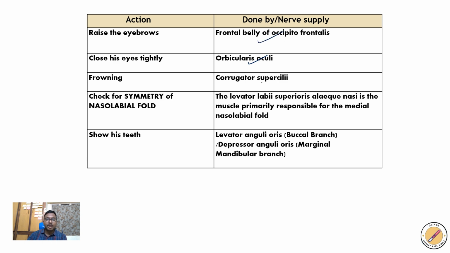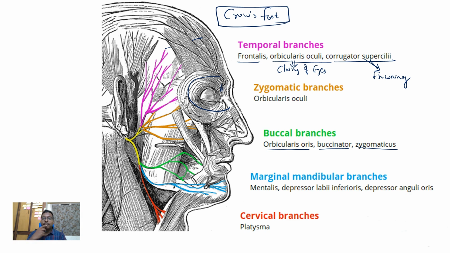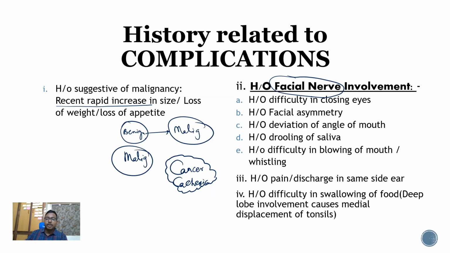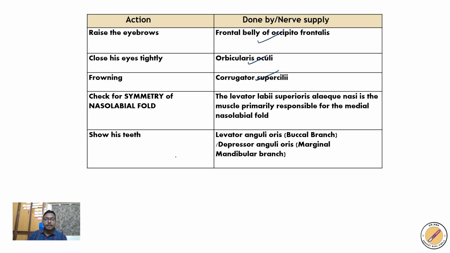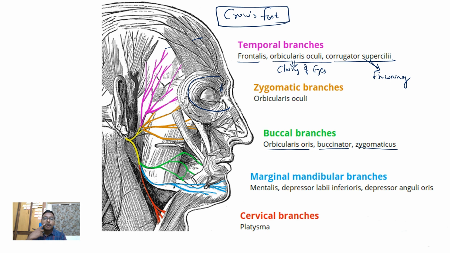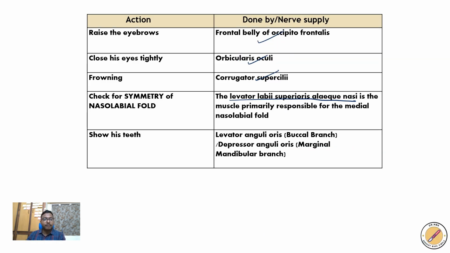Frontal belly of occipitofrontalis. Next, for frowning, corrugator supercilii. Next, we need to ask the patient whether there has been any facial asymmetry. So, why do you want to ask that? Because normally the nasolabial fold is maintained by levator labii superioris alaeque nasi, the primary muscle maintaining the nasolabial fold. If there is facial nerve paralysis, what happens? This muscle will be gone. That is why there will be loss of this nasolabial fold.